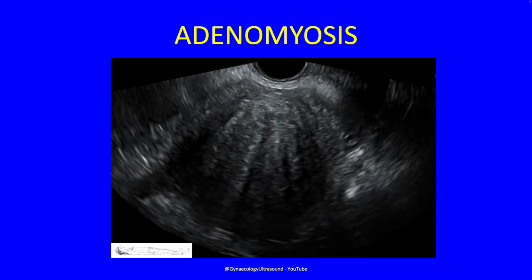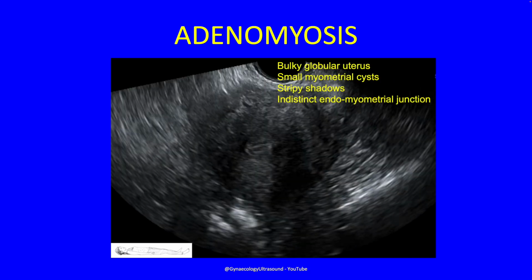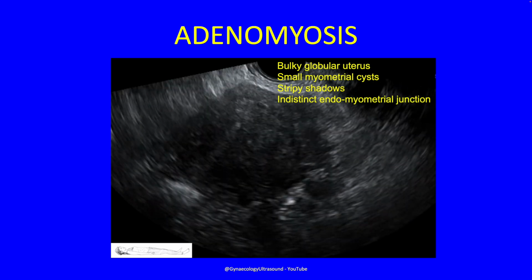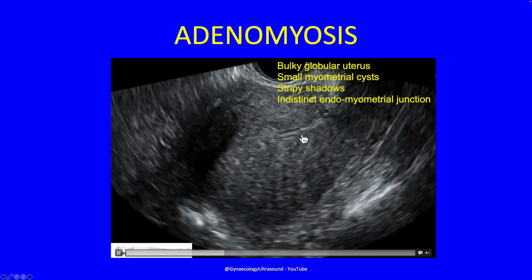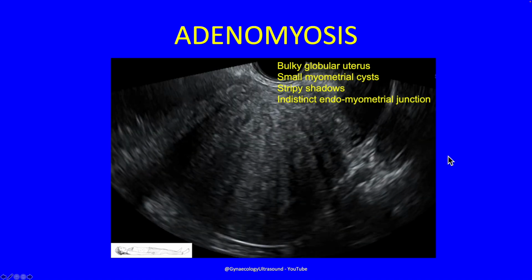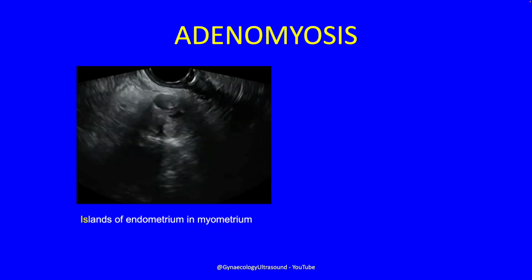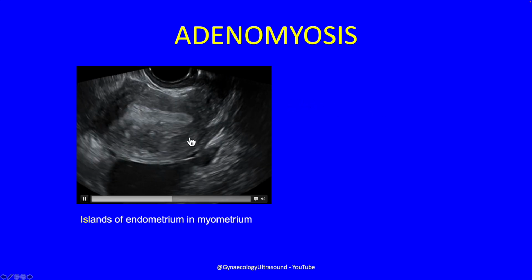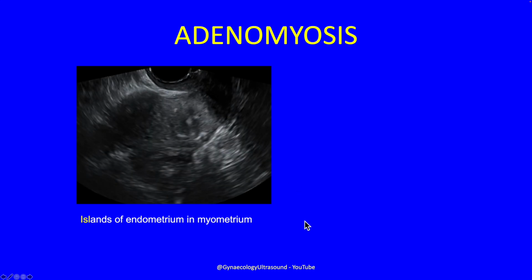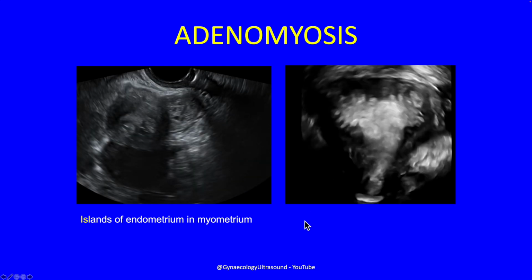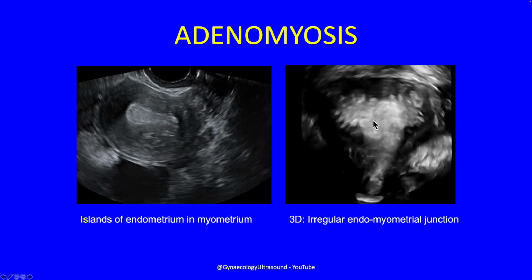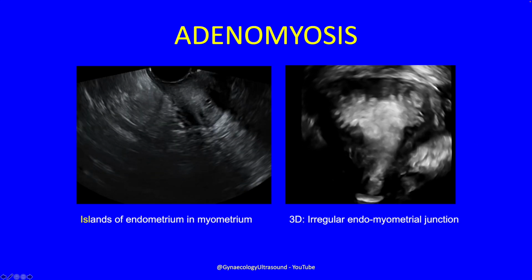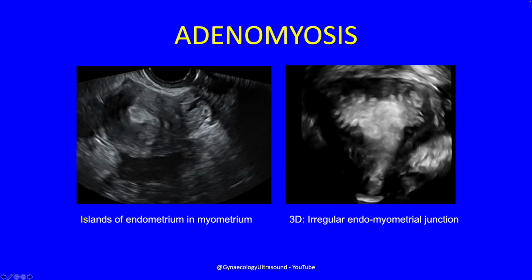In this video clip, what you can see is a bulky globular uterus with small myometrial cysts, stripy shadowing, and a very indistinct endomyometrial junction. You can see the endometrium just about, but you can't clearly see the edges. This is another video clip of adenomyosis. These are islands of endometrium in the myometrium. And when you take a 3D of that, you can see that you've got a very irregular endomyometrial junction. This is absolutely diagnostic of adenomyosis.